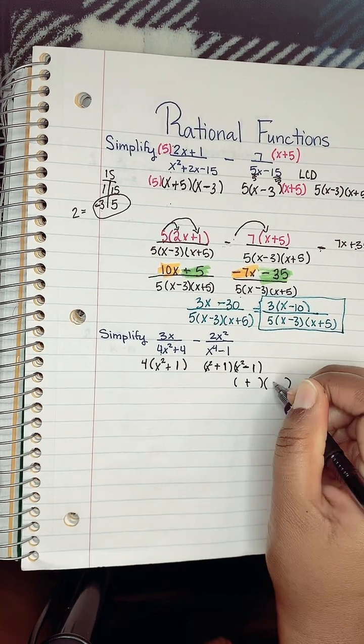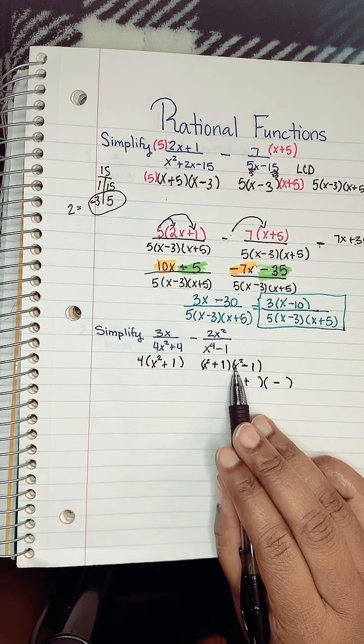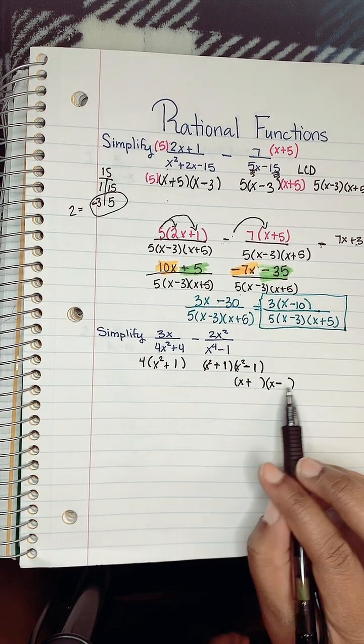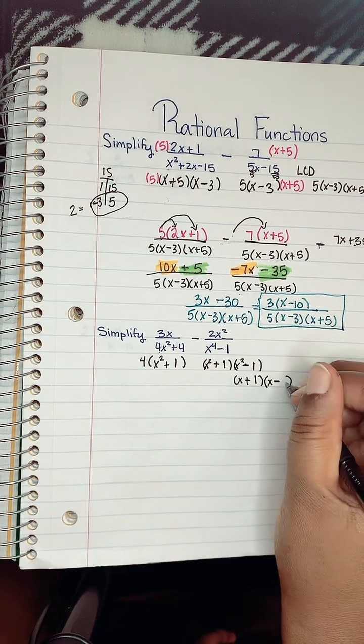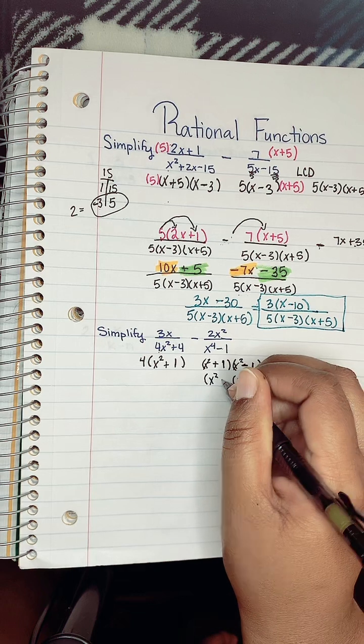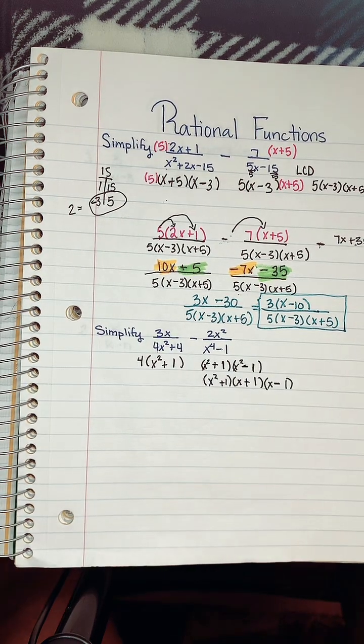So we have a plus and a minus. What times what gives us x squared? X times x. And what times what gives us 1? 1 times 1. And then we could drop down this x squared plus 1. All right.